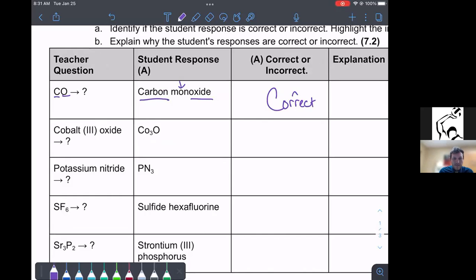The next one is cobalt-3 oxide. So cobalt-3 means that cobalt has a +3 charge, and we know oxygen has a -2 charge. If we look here, our charges aren't going to add up to 0, which means this is going to be incorrect.